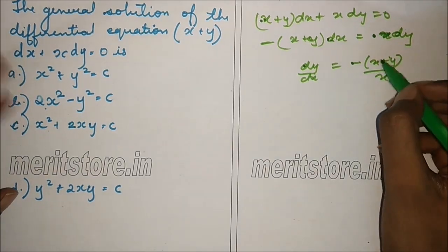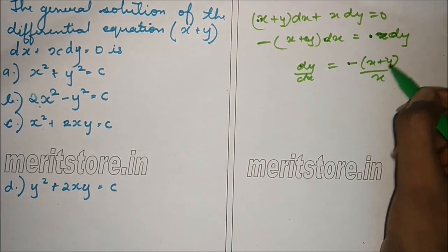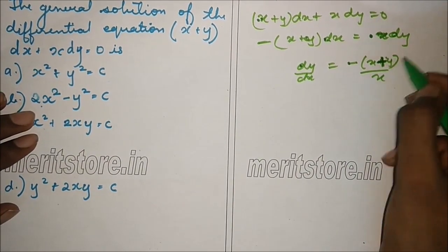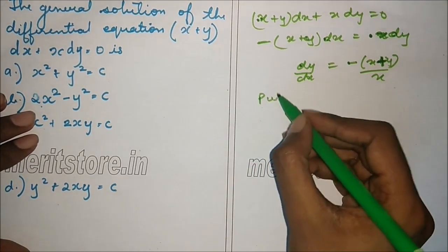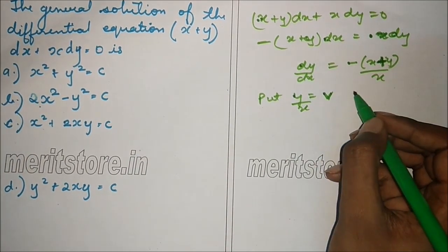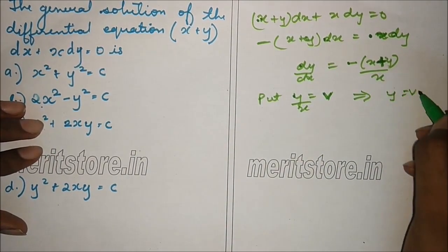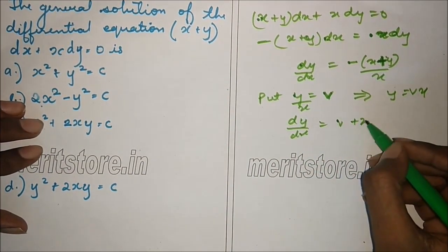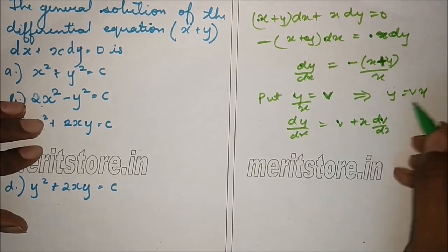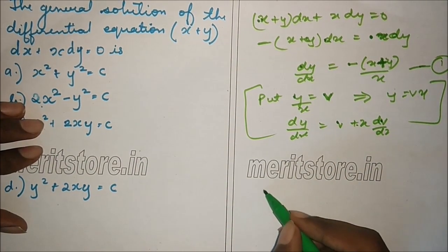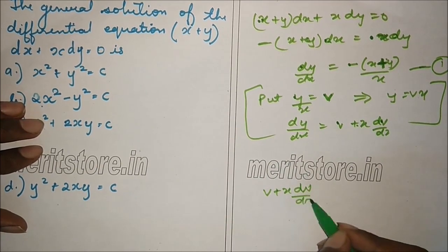Now here we can put x in terms of y or y in terms of x, since there is an addition sign. This is an implicit function, so what we do is put y equals vx, that is y by x equals v, another variable. So differentiating this, we get dy by dx equals v plus x dv by dx using the u into v rule. So we substitute this in equation 1.